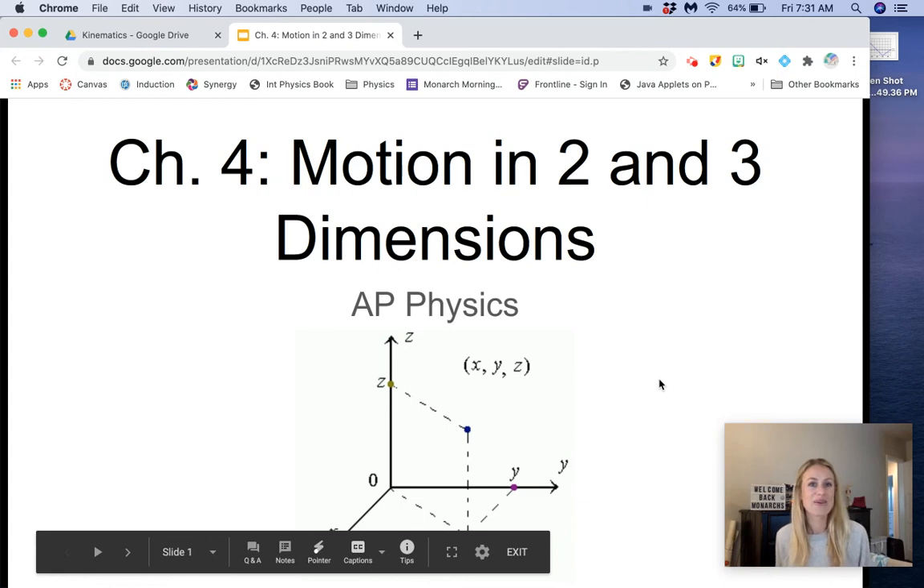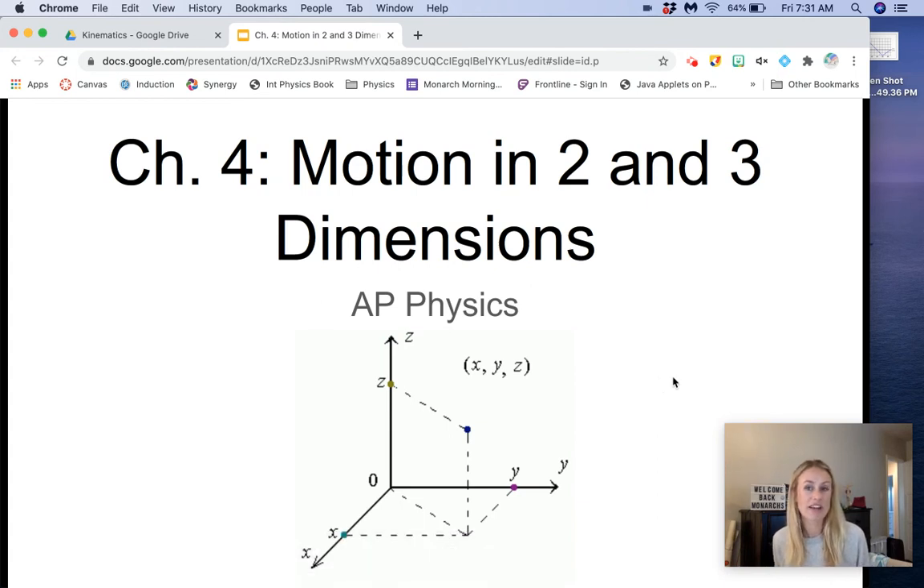Hi everyone. We talked a little bit about vector addition, and now what we want to do is apply those vectors to motion in 2 and 3 dimensions. Now, I want to put a little disclaimer on this. The equations are going to look kind of crazy.